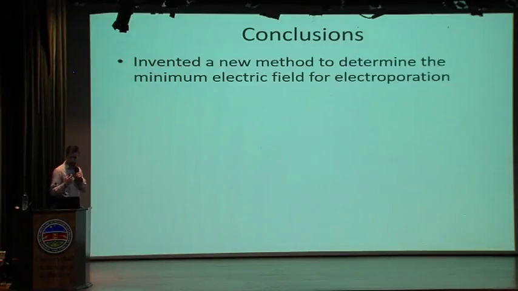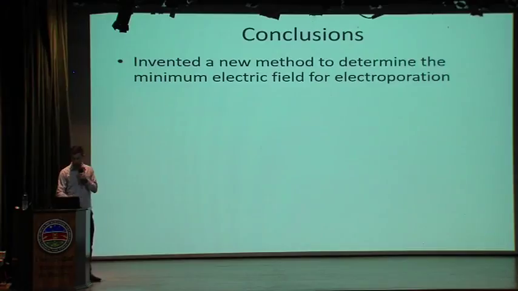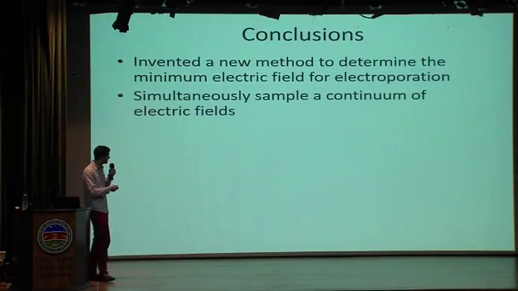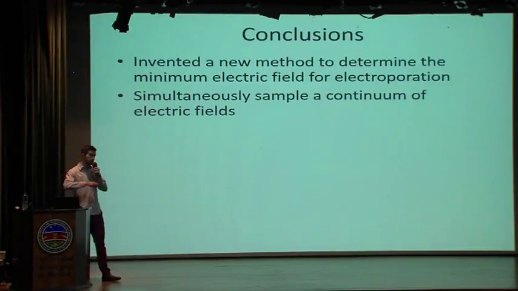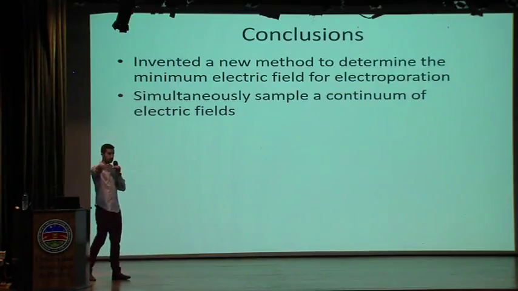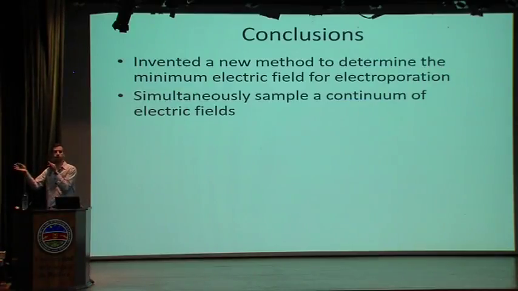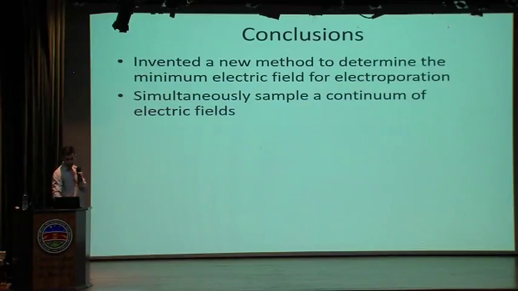So in conclusion, we invented a new method to determine the minimum electric field for electroporation. The key to the success of the method is that we can continuously sample a continuum of electric fields. So you can imagine if you wanted to determine the minimum electric field using other methods, if you only tried one electric field value at a time, you would have to do hundreds of experiments. But here we do all those experiments at once.